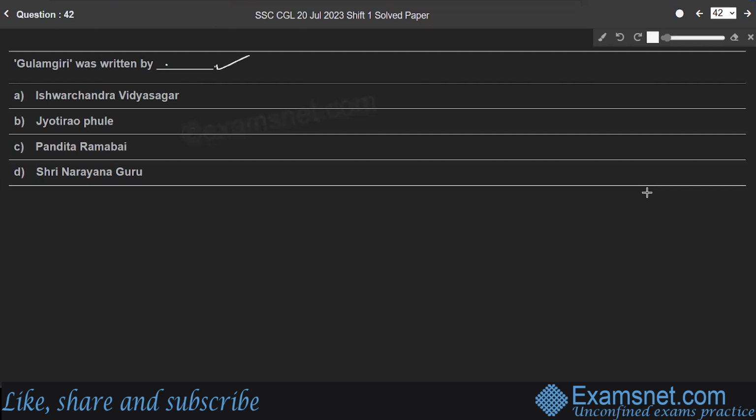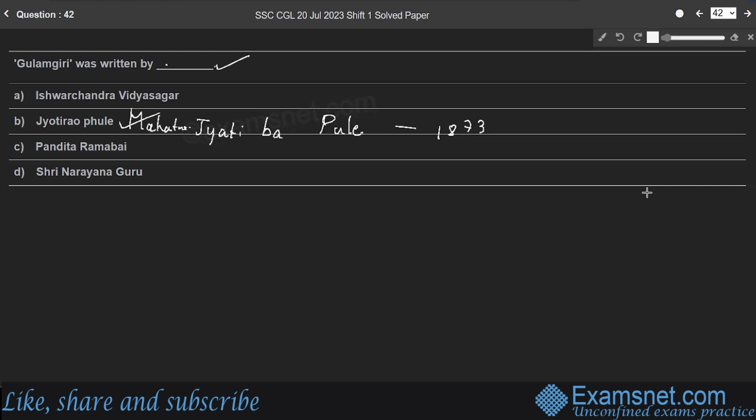Question 42. Gulamgiri was written by. So Gulamgiri was written by Jyotirao Phule. Option B is the right answer. Here students, Jyotirao Phule or Mahatma Jyotiba Phule. So he was known as Mahatma Jyotiba Phule. He wrote Gulamgiri in 1873 for the downtrodden section of the society, to make them realize the discrimination and oppression of the caste system. Gulamgiri talks about Brahminical supremacy in the social structure of Indian society. So it criticized the institution of the caste system.